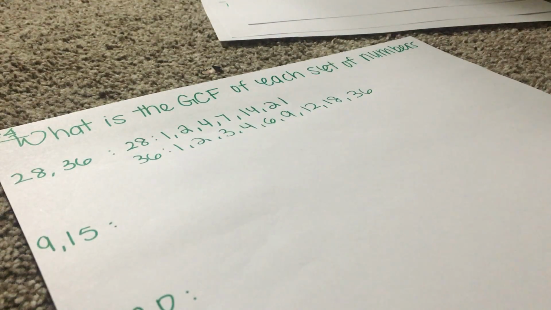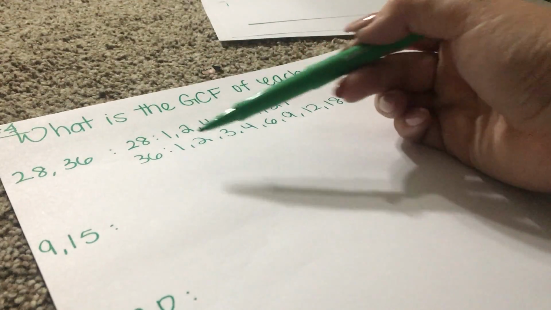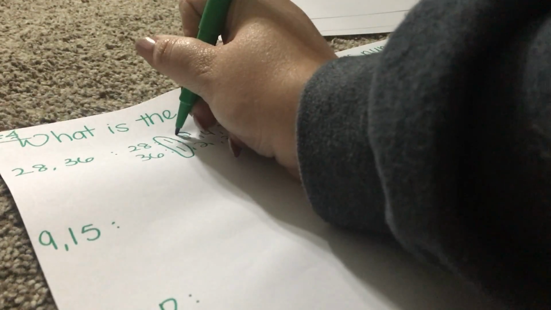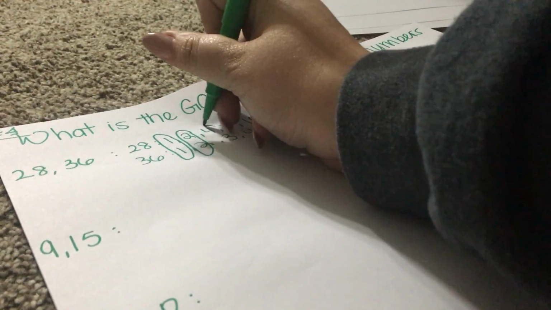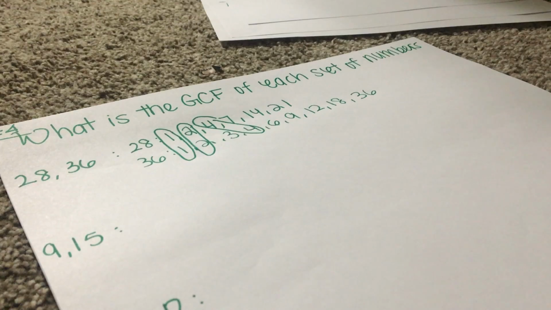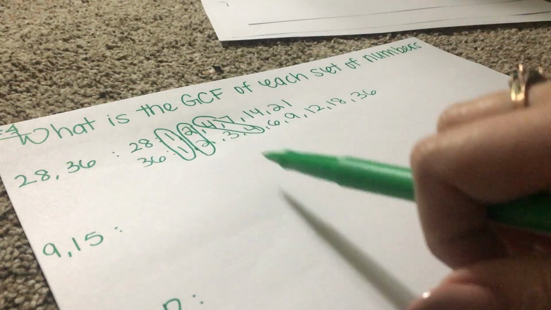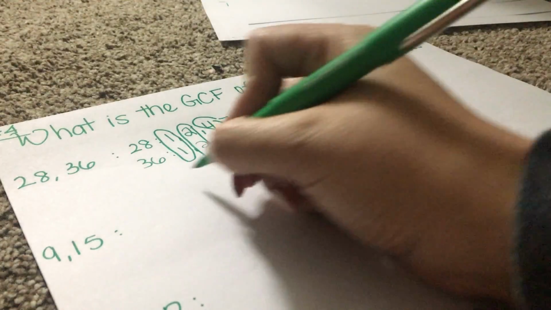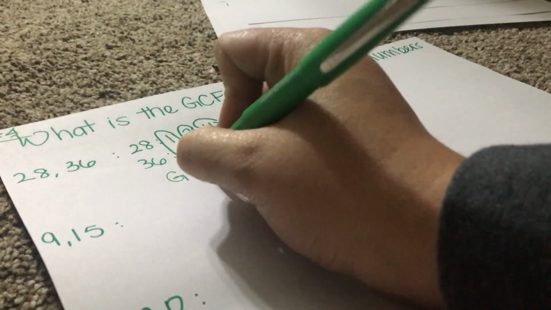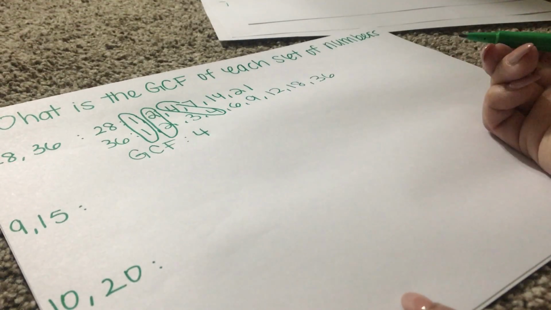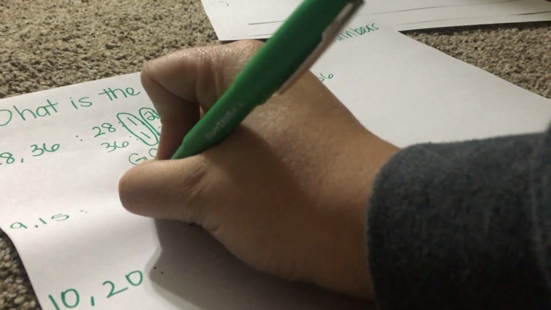In order to find the greatest common factor, we circle the ones that are the same. So 1 is the same, 2 is the same, and 4 is the same. With these three factors, we now can confirm that our greatest common factor is 4. For 9 and 15, we would do the same.